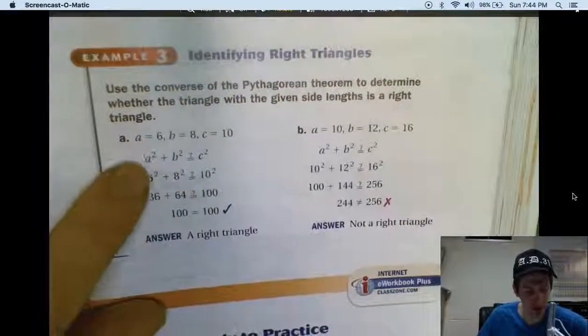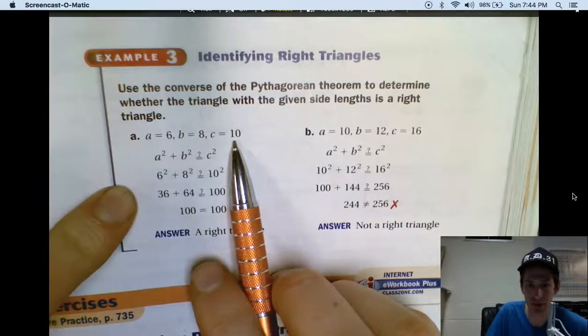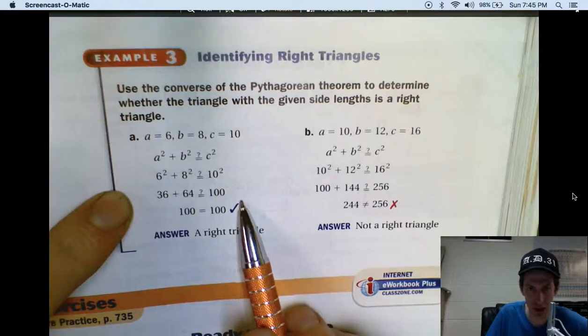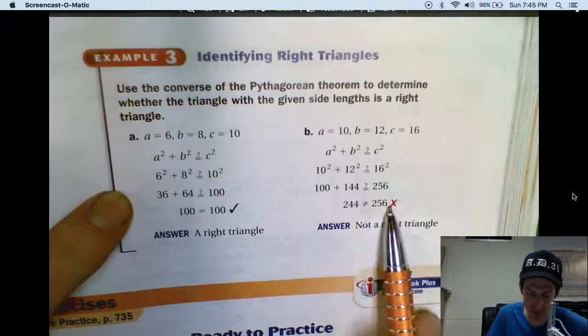So they're going to ask you here, can 6, 8, and 10 be a Pythagorean triple? If you plug them in, does it work out? Looks like it does. Check. Can 10, 12, and 16? Plug them in. Does not work out. No.